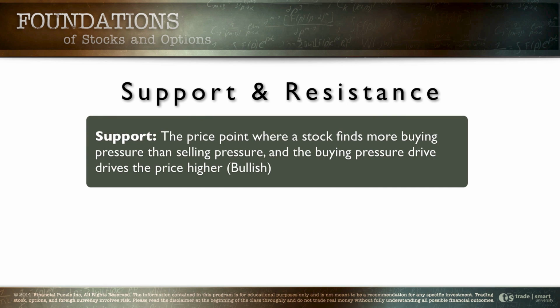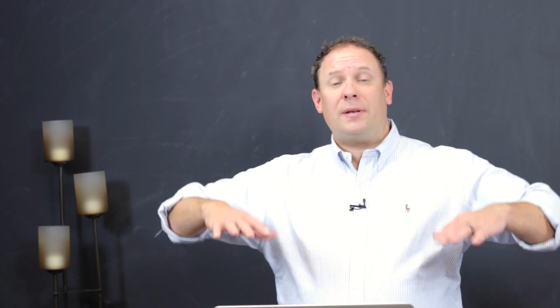Support is the price point where a stock finds more buying pressure than selling pressure, and the buying pressure drives the price of the stock higher, thus creating a bullish situation. Support is going to show up on the bottom. You can think about support as kind of like the floor on a multi-story building. If you think about the floor, you can jump up and down on it and it's going to support you. The same idea is true with the price action of your stock. There's going to be a price point where there's a lot of buying pressure. There's a lot of people that think, hey, this is a good value at this price, and they're going to be buying. That will provide a floor for that stock.